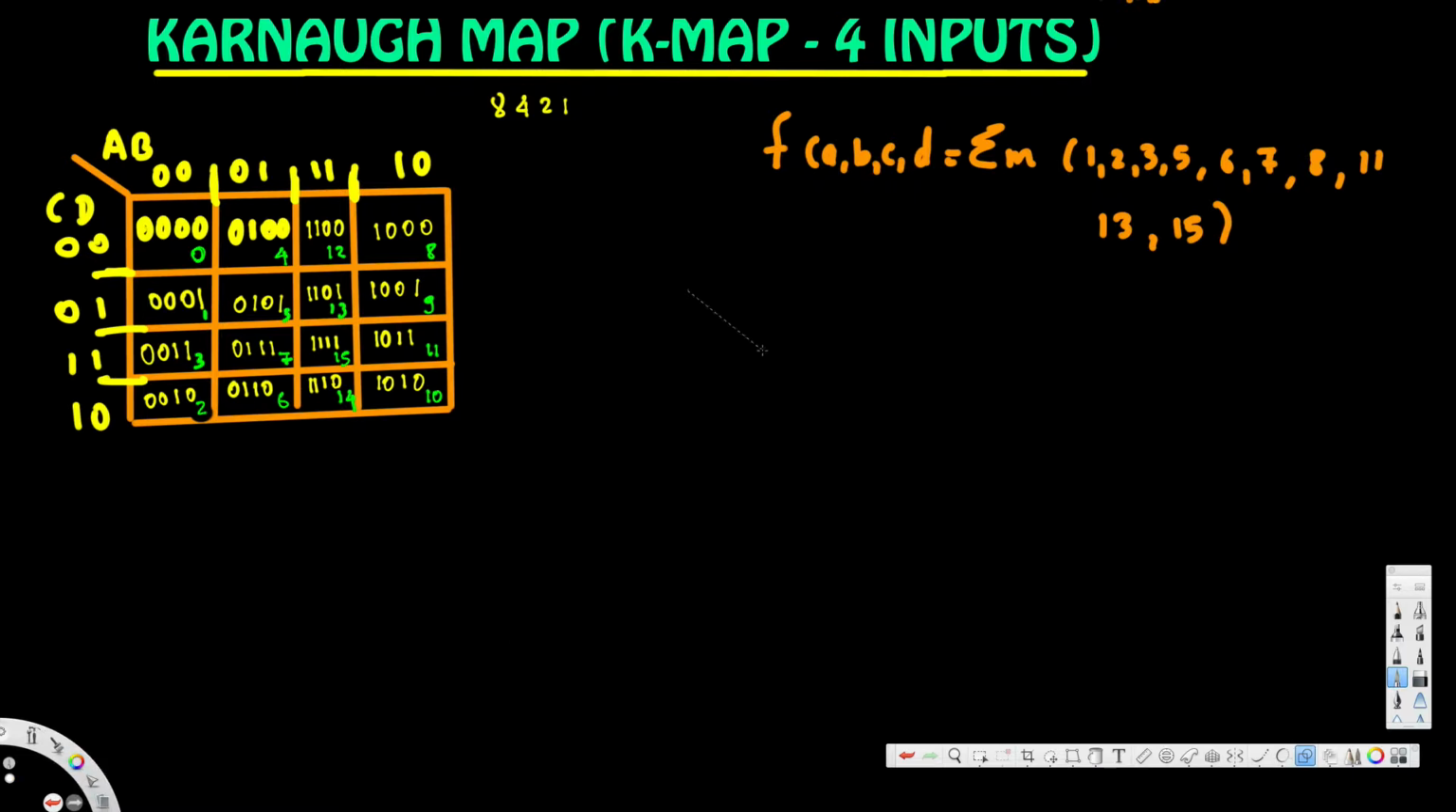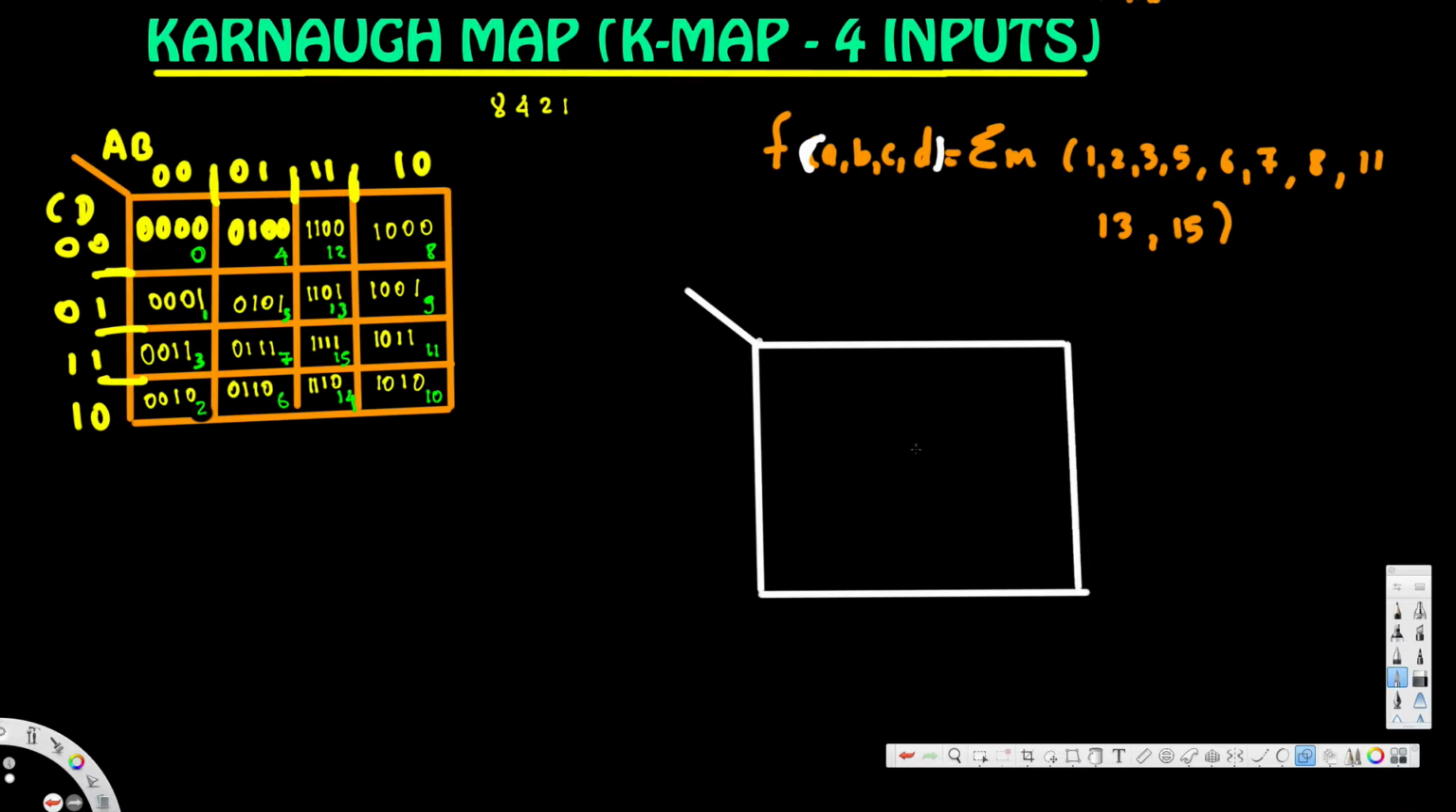Let's go ahead and draw the K-map, and we know that here we have 4 variables. From this one you can see a, b, c, d, 4 variables. So 4 variables means 2 power 4, 16. That's why we have to have 4 by 4, like 16 boxes in a K-map. So let's draw the box first.